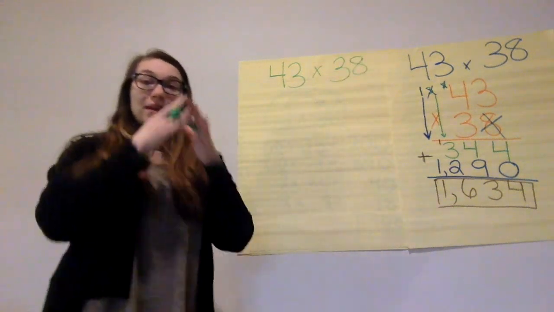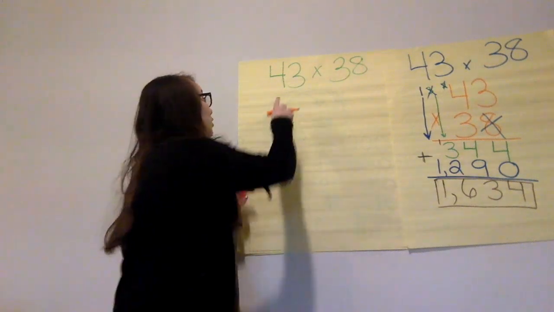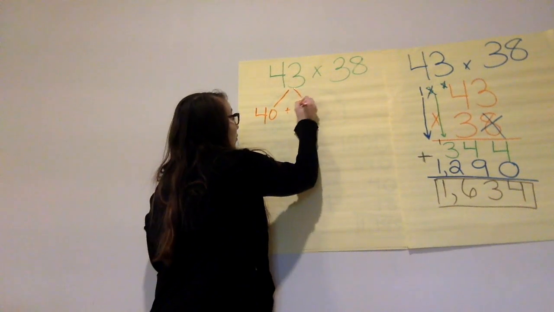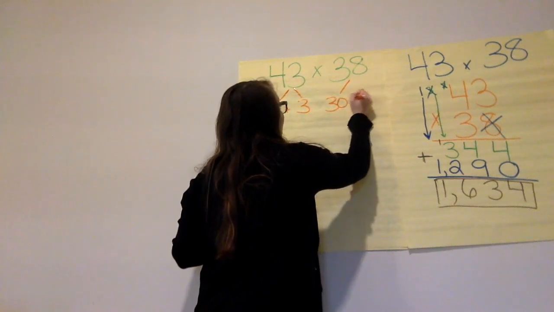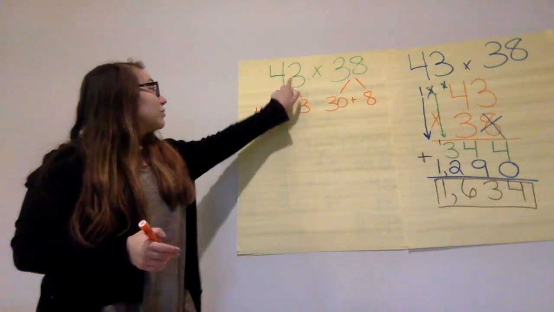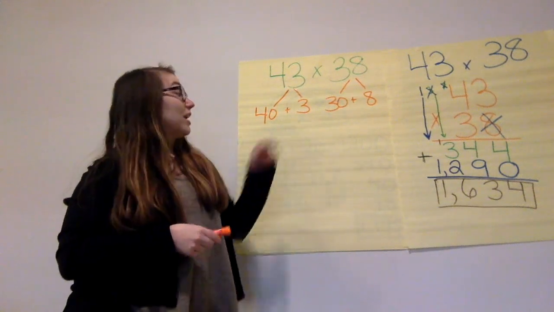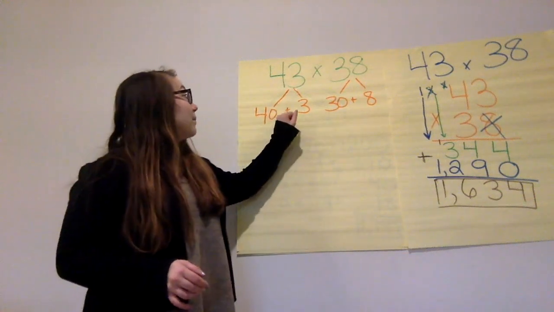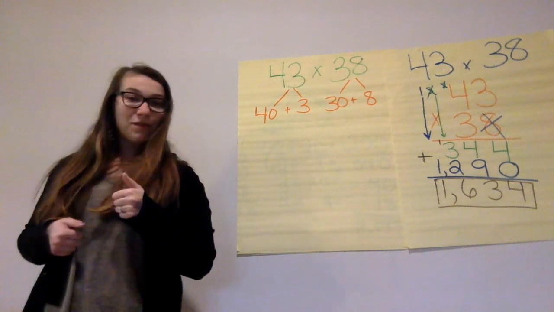And my first step is to decompose my numbers, all right? So decompose, 43 breaks into 40 plus 3. 38 breaks into 30 plus 8. All right, 40 plus 3 gives us 43, 30 plus 8 gives us 38. That's also an excellent way to check to make sure you've decomposed your numbers properly, if you can add them back together and get the number. All right, everyone with me so far?